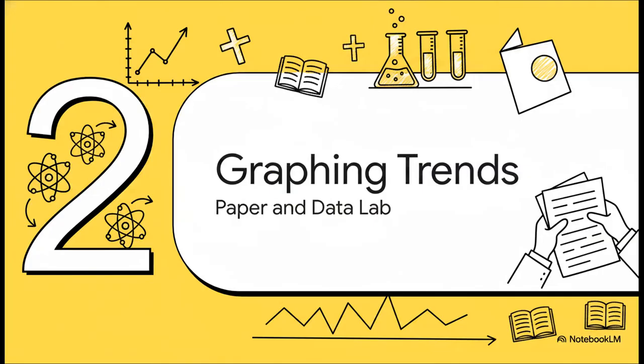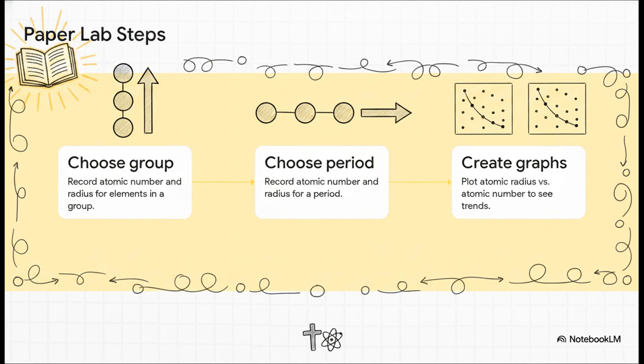Moving right along to Section 2, graphing the atomic trends. This is the how of our paper and data lab. Instead of handling dangerous, highly reactive chemicals right off the bat, we can actually conduct what's called a paper and data lab. We do this by following 3 totally safe practical steps using published atomic data. First, we pick a vertical column, like group 1, and write down the atomic numbers and radii for elements like lithium, sodium, and potassium. Next, we do the exact same thing for a horizontal row, let's say period 2, from lithium through neon. Finally, we plot this out on 2 graphs, comparing the atomic radius versus the atomic number so we can discover the visual patterns ourselves.